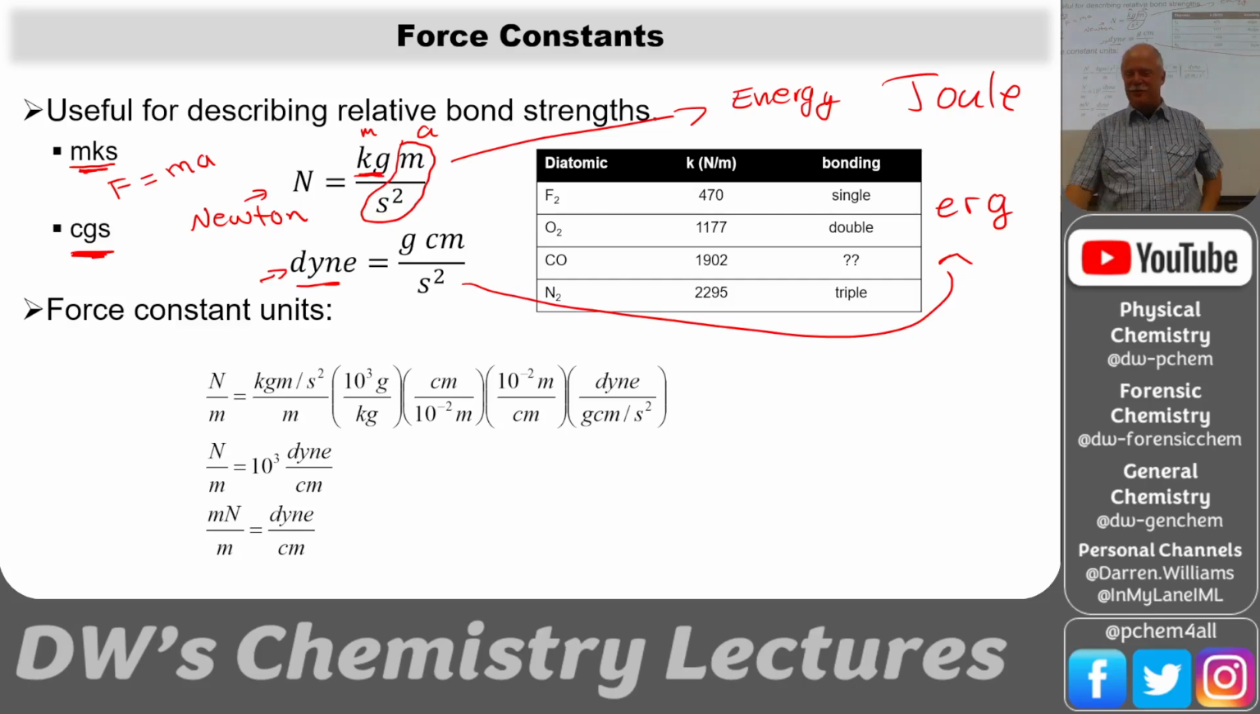Get a keyboard tray. Anyway, I go through this unit thing in the other video, and I just show how Newton per meter is 10 to the 3 dynes per centimeter. And so if you were to move that 10 to the 3 to the other side, you end up with millinewtons per meter. So if you see millinewtons per meter, that's the same as a dyne per centimeter.